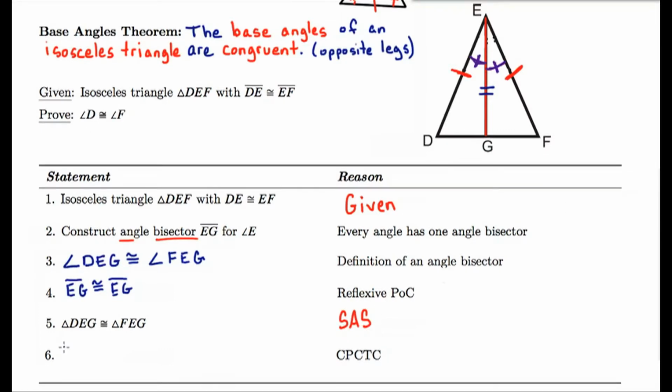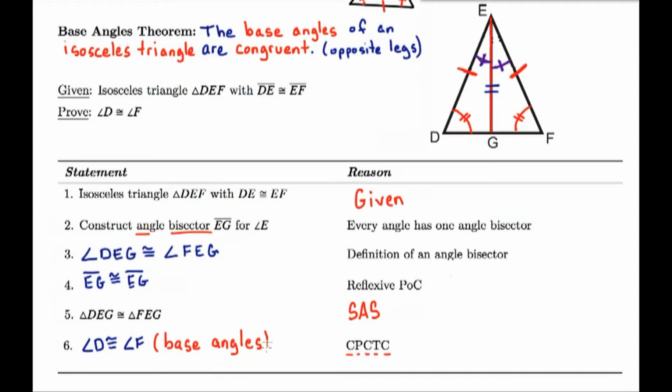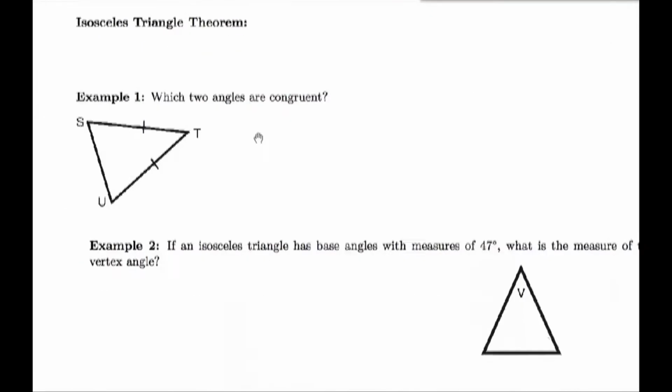And then we can prove that triangle DEG is congruent to triangle FEG because of the side angle side postulate. And then I can say that angle D is congruent to angle F because of CPCTC, congruent parts of congruent triangles are congruent. And those are my base angles.